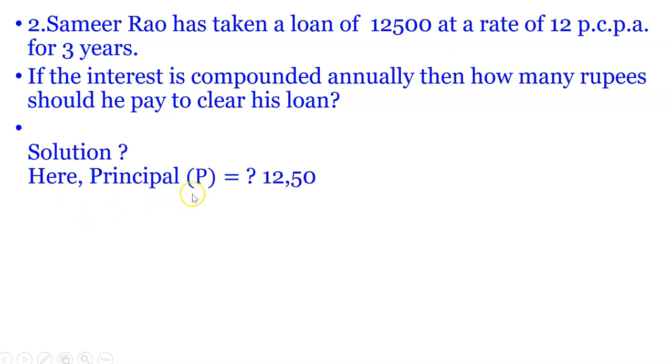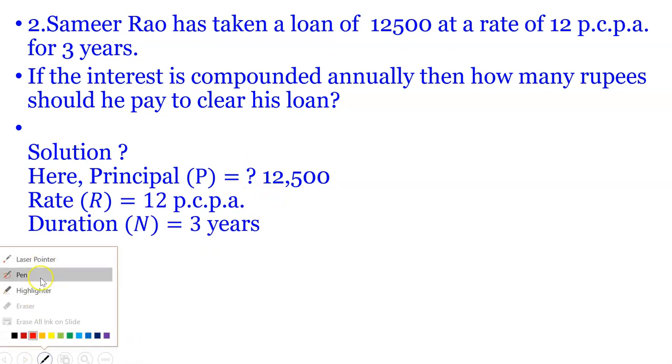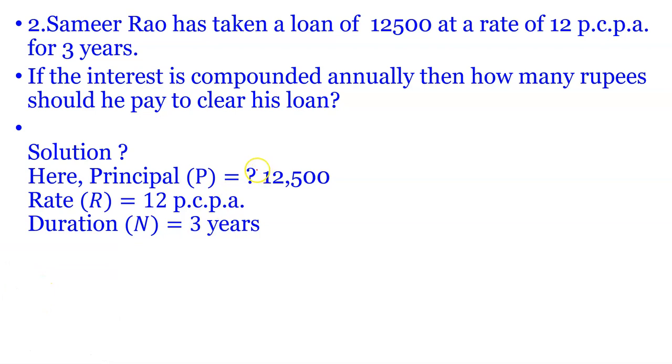Solution. Here the principal P is equal to rupees, I can write this sign also. We can write rupee in this manner. Again here the principal is 12,500. The rate of interest is 12% per annum. N is equal to 3 years.